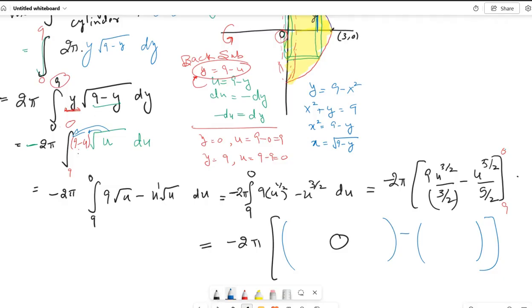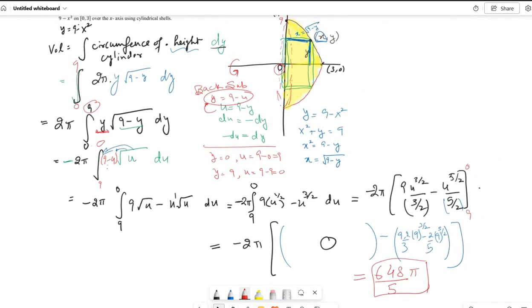So when I put the 9, it's going to be 9 times 2 by 3 times 9 power 3 by 2 minus 2 by 5. This 5 by 2 flips and comes here. 9 power 5 by 2. You can use a calculator to calculate that. It's going to be 648 by 5.